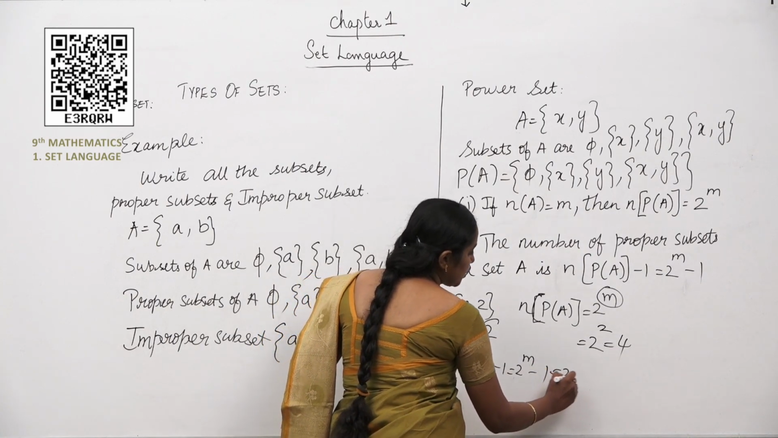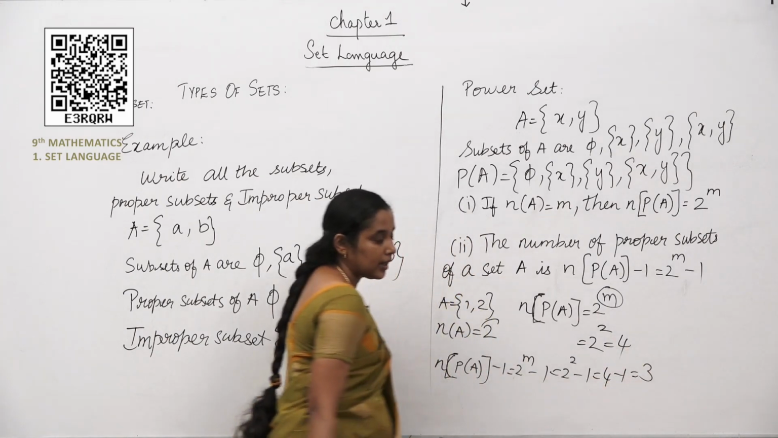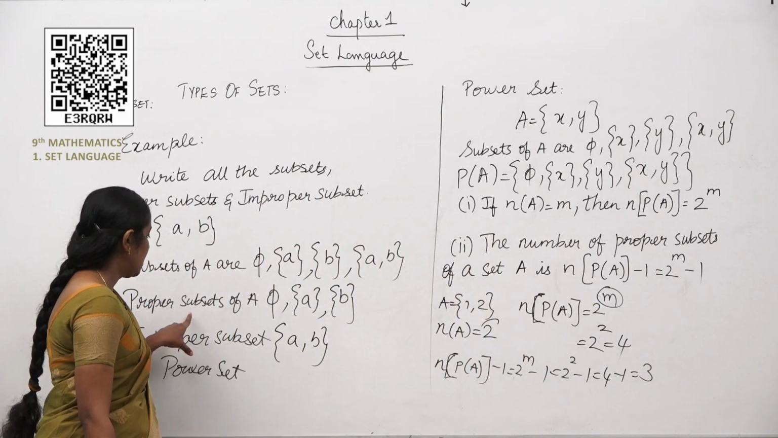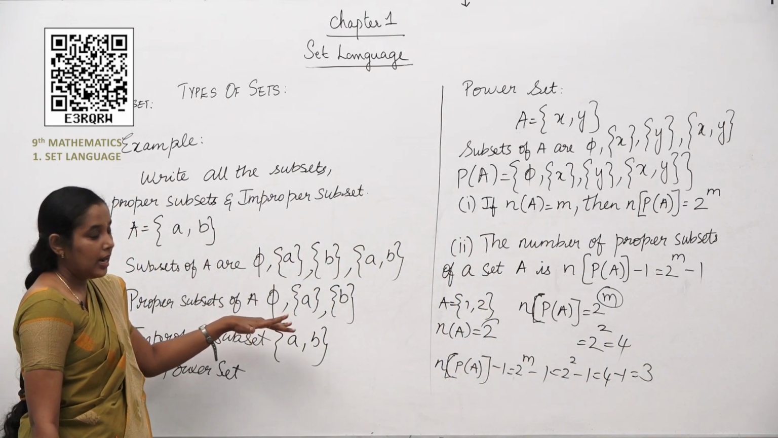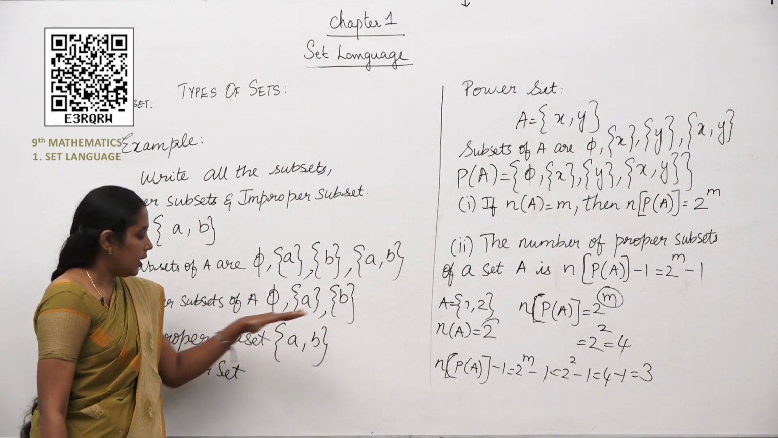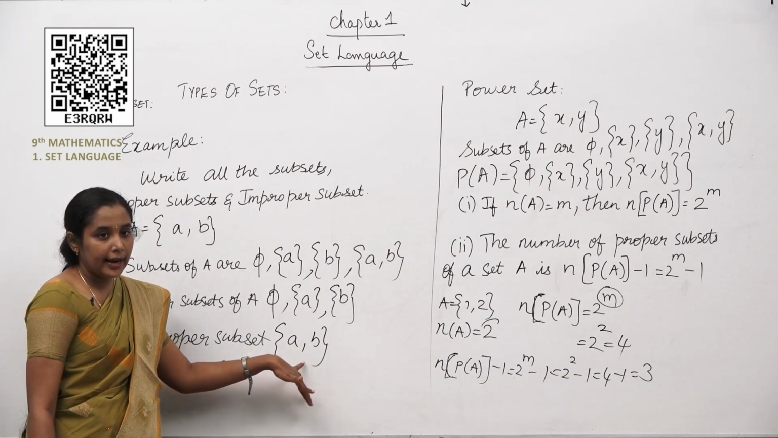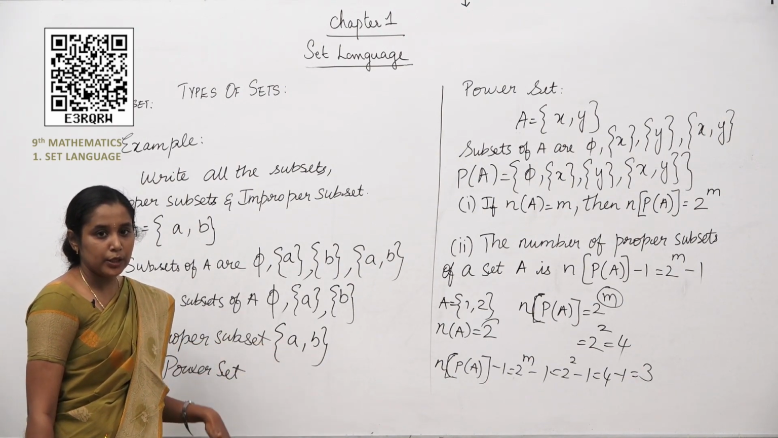That is 2 square minus 1, that is 4 minus 1 is equal to 3. So from here you can check it. So proper subsets of A are null set, then A, then B. Next one, improper subset. So improper subset is A comma B, that is every set is a subset to itself.